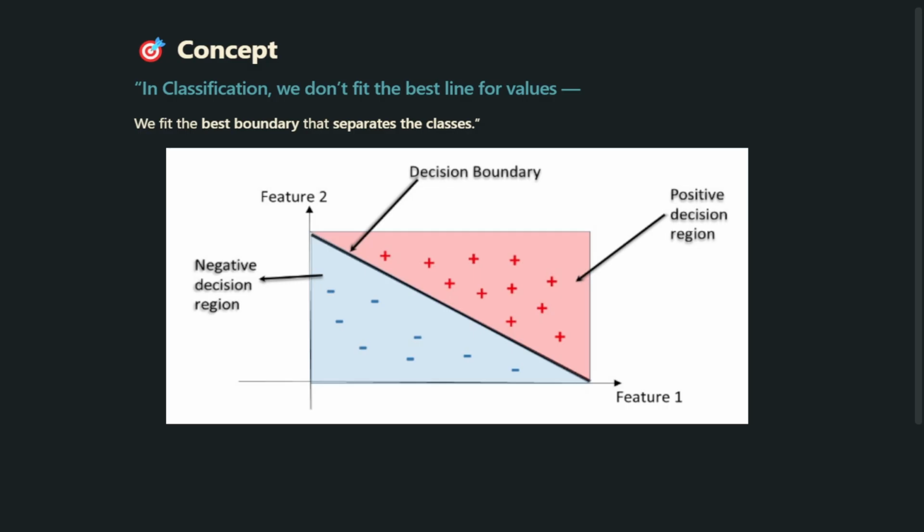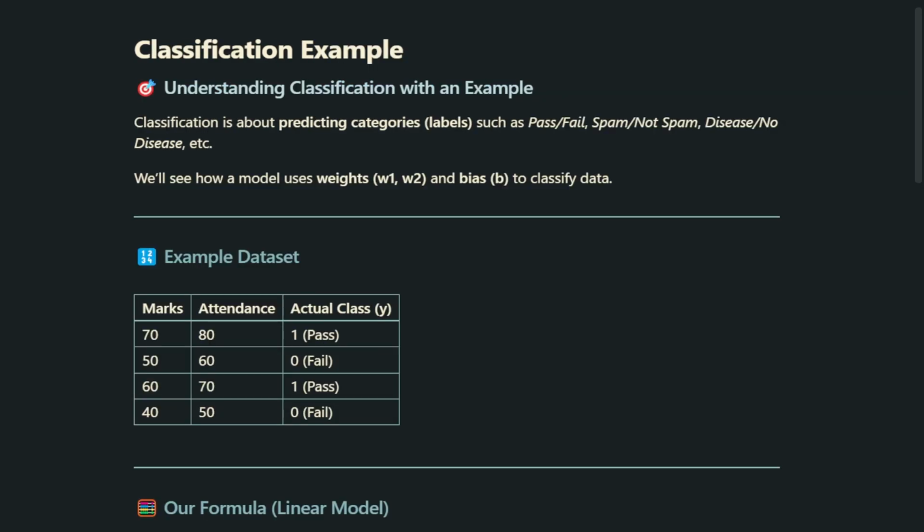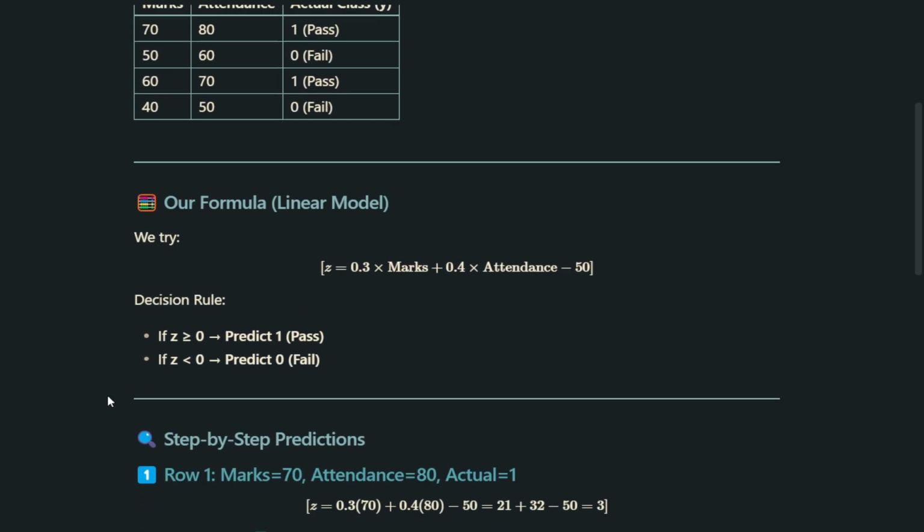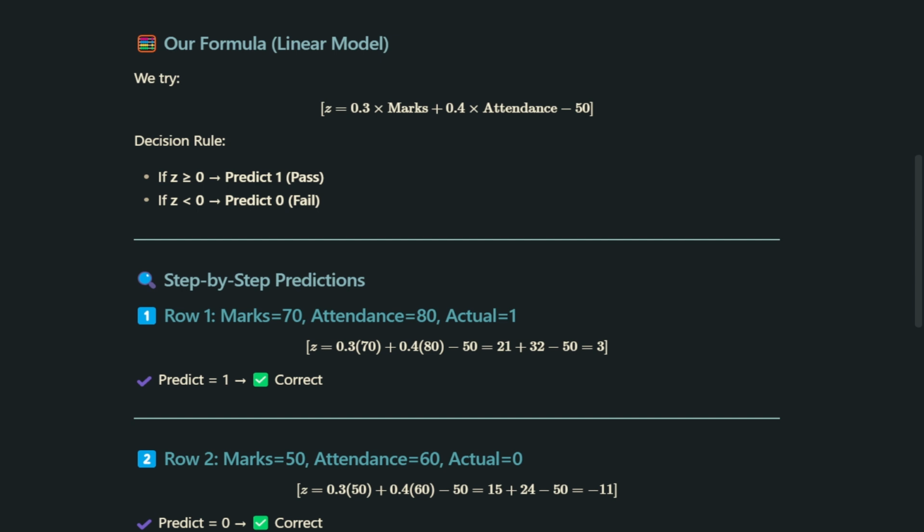Alright, now that we understand the idea of decision boundaries, let's look at a simple example to see classification in action. Classification is all about predicting categories like pass or fail, spam or not spam, disease or no disease. Here's a small data set where we have marks, attendance, and the actual result, pass or fail. We use our linear model with weights and bias to make predictions. The rule is simple. If z is greater than or equal to 0, we predict 1, which means pass. If z is less than 0, we predict 0, which means fail.